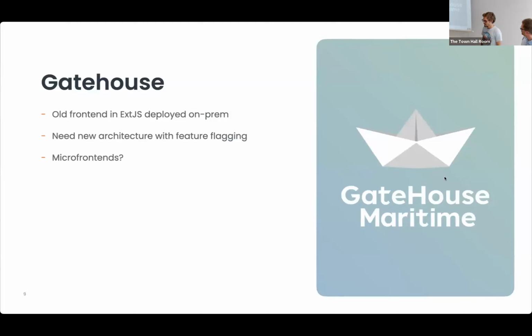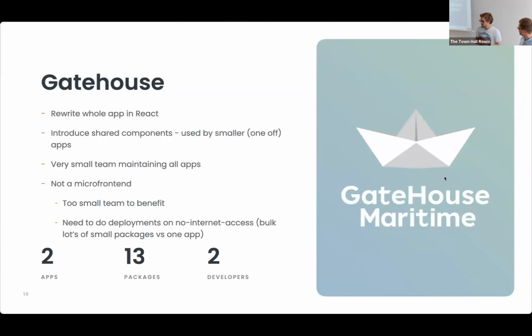And so we had a lot of talk with them, and they wanted something where they could feature flag stuff based on where it was deployed. There was also some talk about using micro front ends, and basically we ended up recommending NX because they are, I wrote 2 developers, I think it's 1.5, both in the room, and we decided to basically rewrite the whole thing in React. And then because we also knew there was possibilities of some smaller one-off apps, that allowed us to introduce some shared components that could be used by these.